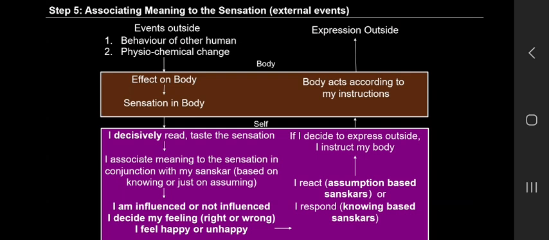Now what is happening at the level of myself? Now how I am deciding based on assumption or knowing? Then I am giving instruction to the body and body is following me. So all these things are happening before I reply. But are we aware of it? This is important.